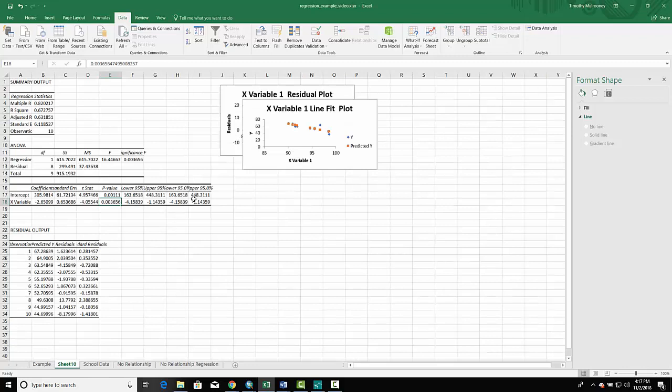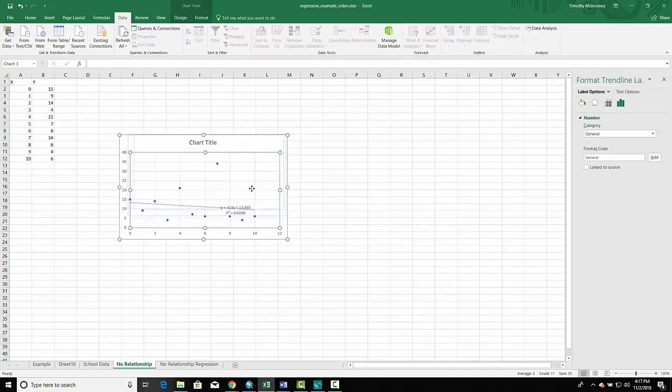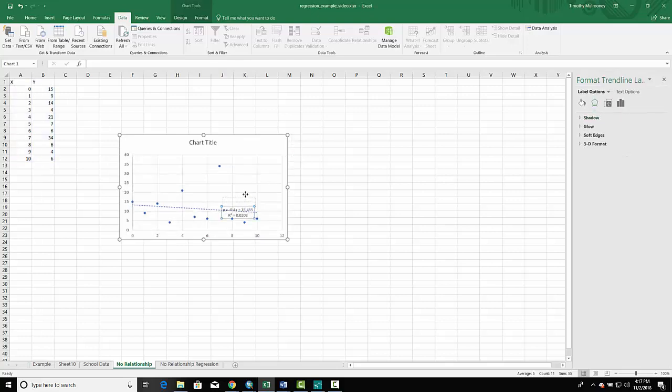So these are really important here, this significant F, and we also find it right here under this p-value. I'll go back to this really quickly, but I have a graph here that has no relationship between the data. Let me show you an example of data that doesn't have a relationship. You can see y equals negative 0.4x plus 13. R squared equals 0.02. So basically only about 2% of the variation in y can be explained via x.